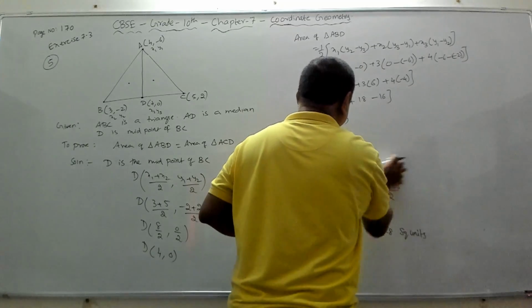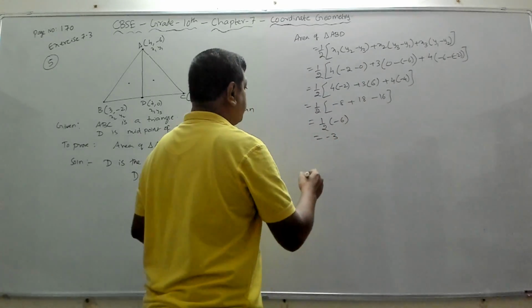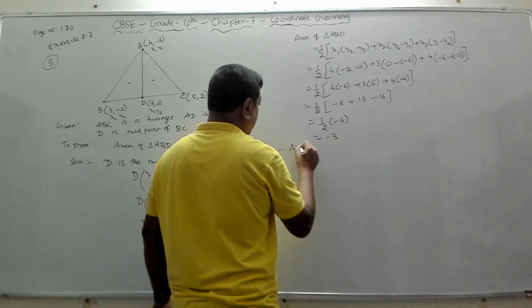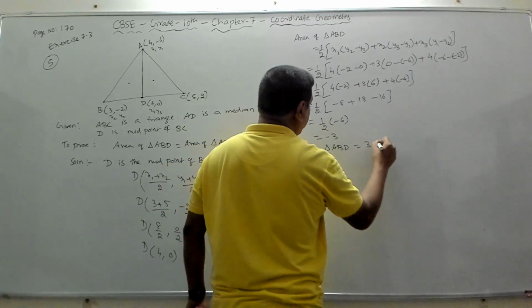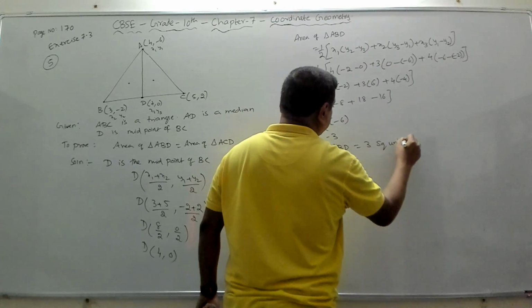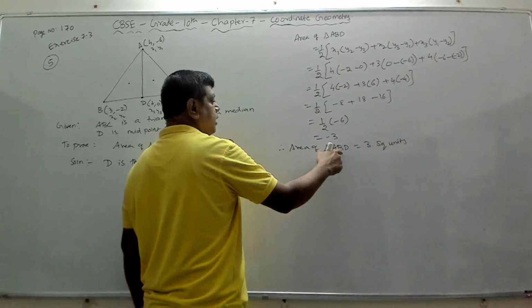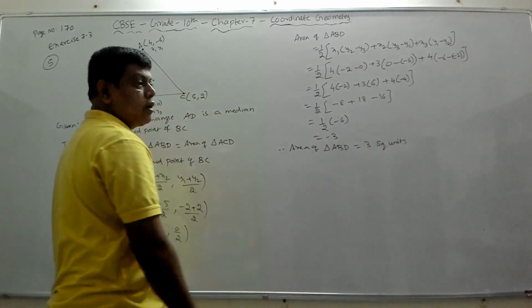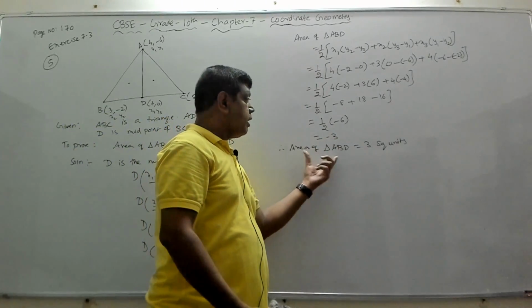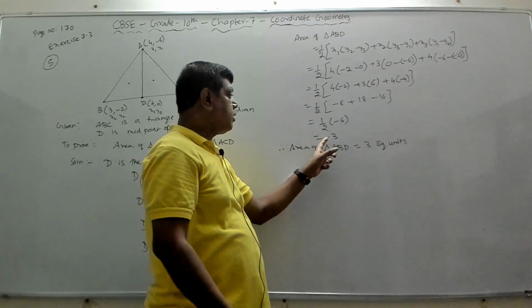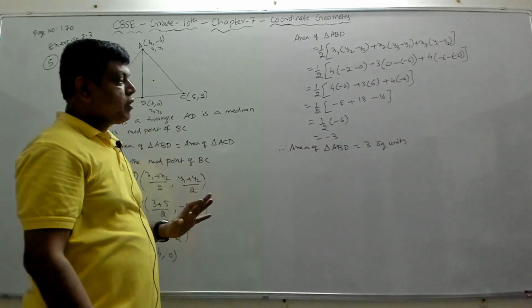You get minus 3, but area cannot be negative. Therefore, area of triangle ABD is equal to 3 square units. We should not write area of the triangle ABD as minus 3 square units because area cannot be negative. Though this formula may give us a negative value, the final area we should write as positive, just by ignoring the negative sign.